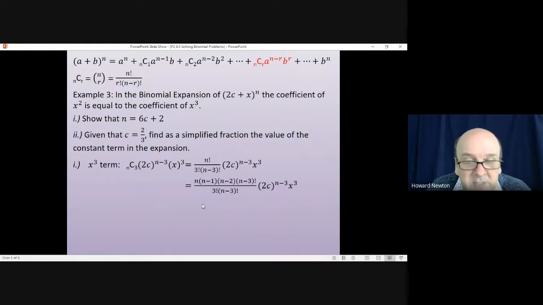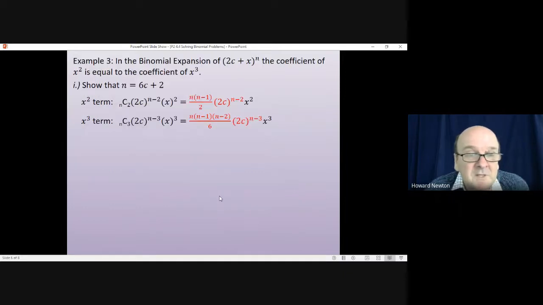So as we did with the x squared term, the n factorial term I'm going to choose to write as n times n minus 1 times n minus 2 times n minus 3 factorial. Because then I can cancel these n minus 3 factorials with each other. And that'll simplify to n times n minus 1 times n minus 2 on the top, and 3 factorial is just 6. Haven't done anything with these two terms. So that's what we've done so far.